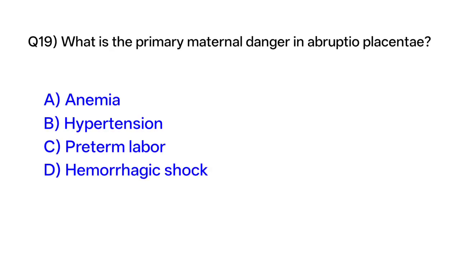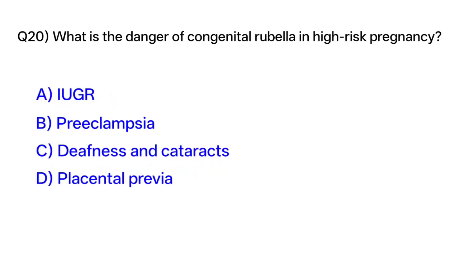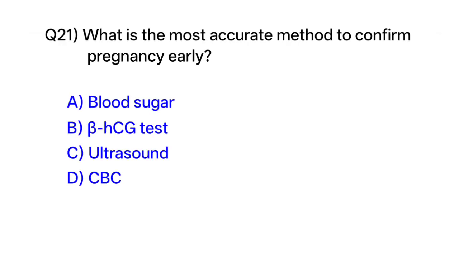Question number 19. What is the primary maternal danger in abruptio placentae? The correct option is D. Hemorrhagic shock. Question number 20. What is the danger of congenital rubella in high risk pregnancy? The correct option is C. Deafness and cataract.